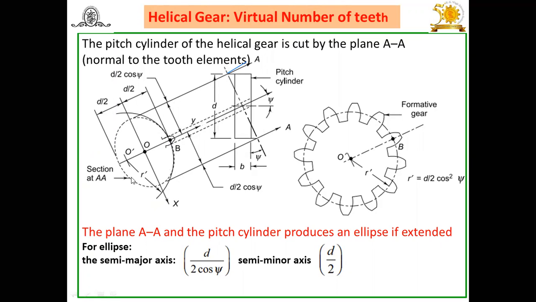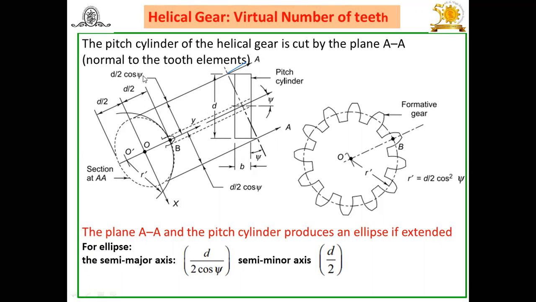It produces an ellipse, and this ellipse is shown by the dashed line. But what is the major and minor axis of this ellipse? Look at this. This is the minor axis. This is the major axis. The semi means half of that. Here, this is the semi-major axis, d by 2.